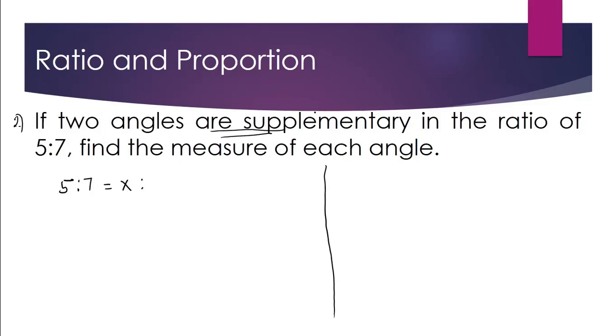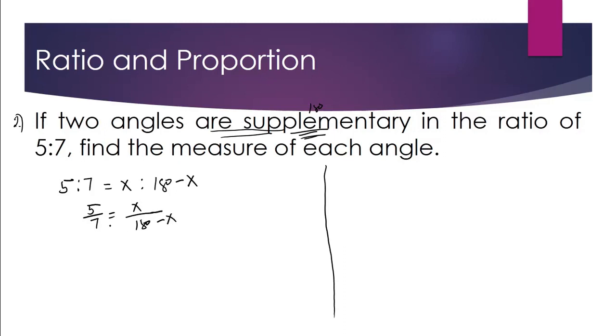If the two angles are supplementary, and one of the angles is represented by the variable x, how do we represent the other angle? From the word supplementary, it means the sum is equal to 180 degrees. Therefore, if one of the angles is represented by x, then the other angle is represented by 180 minus x. So using proportion, you can have it this way or you can write it as a fraction. If we write it as a fraction, let us have 5/7 is equal to x over 180 minus x.